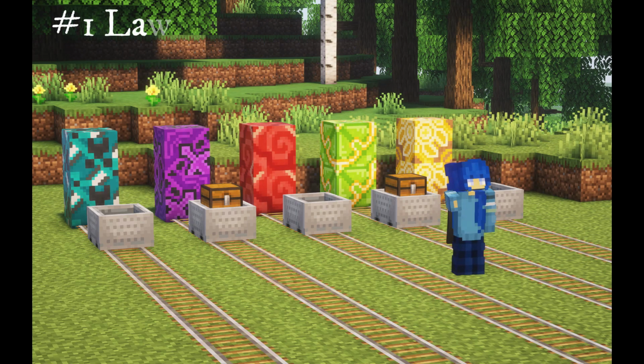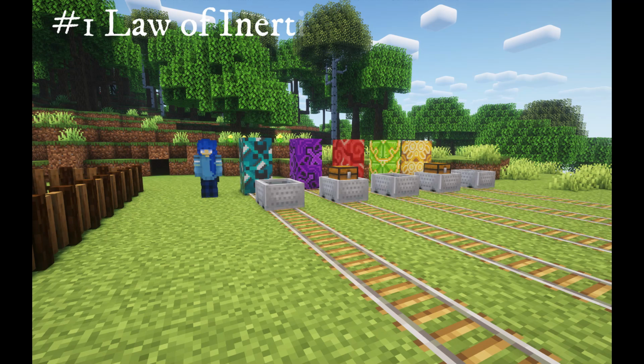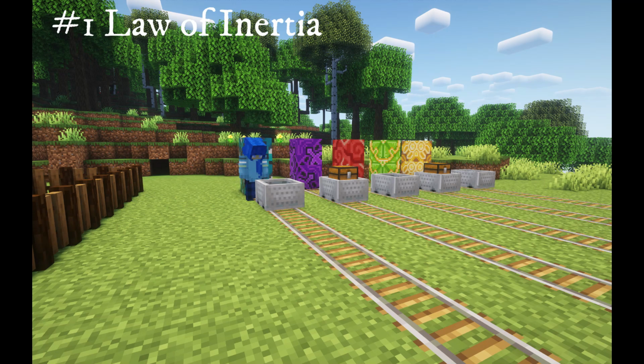It states that an object that is not in motion will stay stopped unless acted upon by an external force, meaning that something actually moves it. And an object in motion will stay in motion unless an external force acts upon it and stops it or slows it down. So let's look at these minecarts over here.